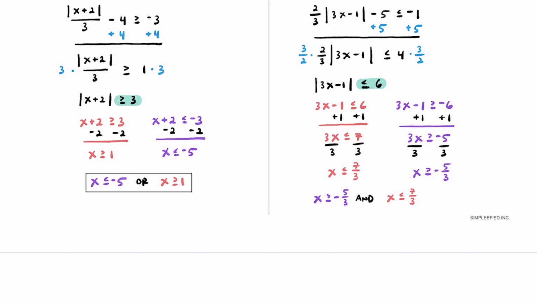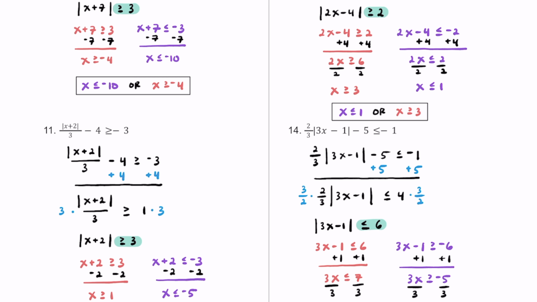Another way we could write this, because this is an and inequality, is put negative 5/3. That's basically our lower bound here. That's less than or equal to x. And we also know x has to be less than or equal to 7/3. So x has to be bound between those two. These would be two ways that we could write our solution.